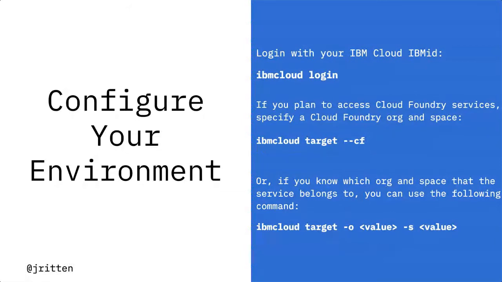So to run, I just posted it, ibmcloud cf install. And then you'll be able to run ibmcloud target --cf so that you can access Cloud Foundry services and specify a Cloud Foundry org and space. Otherwise, if you know which org and space the service belongs to, you can also use the following command, ibmcloud target -o, and you'll add the value, and -s with another value for the organization and the space there. So the next step.